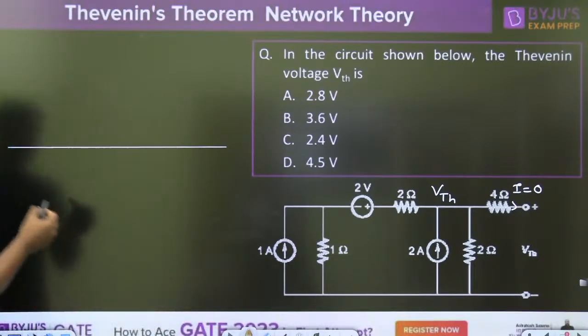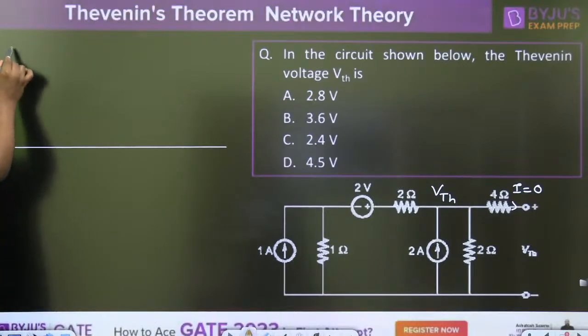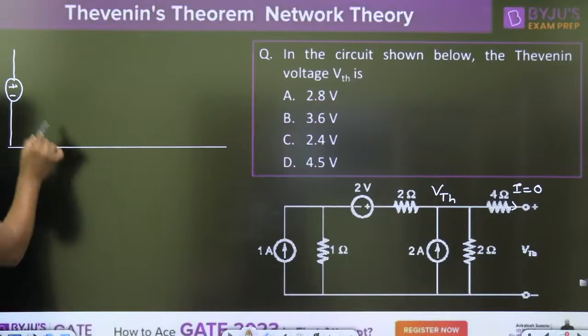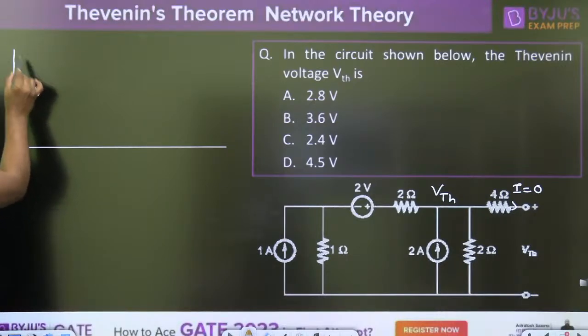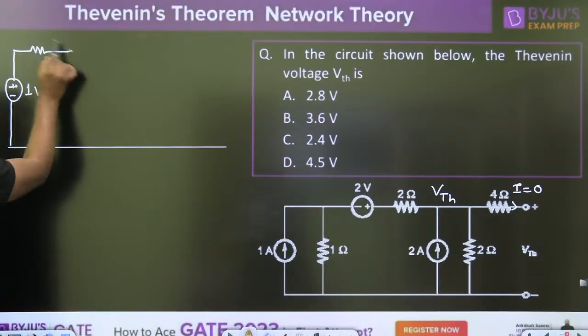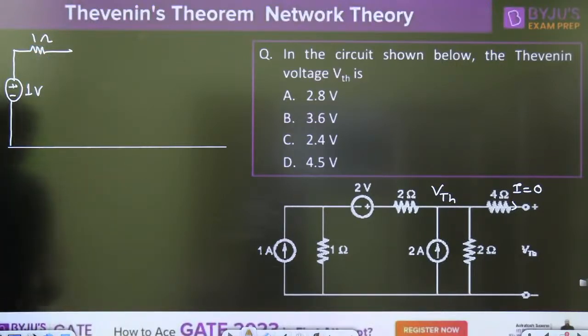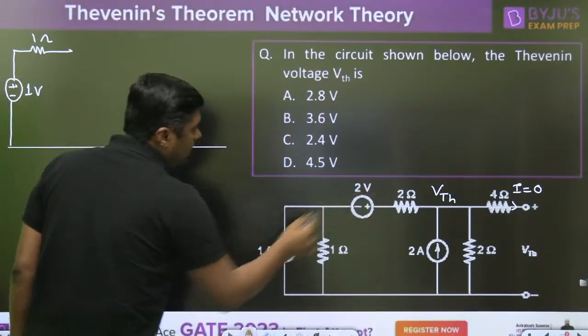Everyone give me the answer for this question. 1 into 1, that is 1 into 1, 1 volt, in series with a 1 ohm resistor. That is called source transformation. That is the 2 volt.